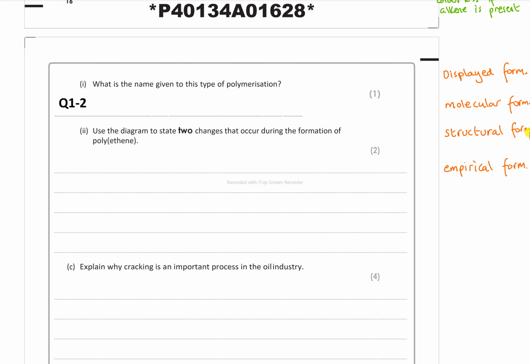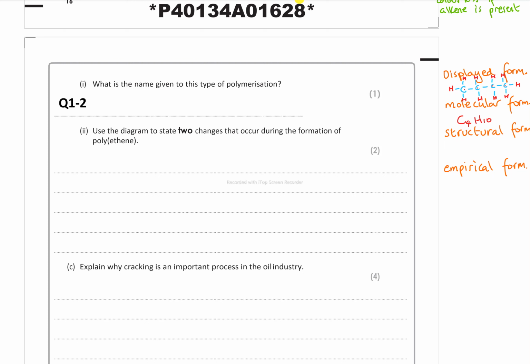Right, displayed formula would be something like this. Let's do this then. We said we're going to stick hydrogens at the end of each of these. Let me just do it so then it goes into your brain and my brain. Right, that's the displayed formula. Molecular formula tells you how many carbons I've got: 1, 2, 3, 4. I've got 4 carbons. And I've got 2, 4, 6, 8, 10 hydrogens.